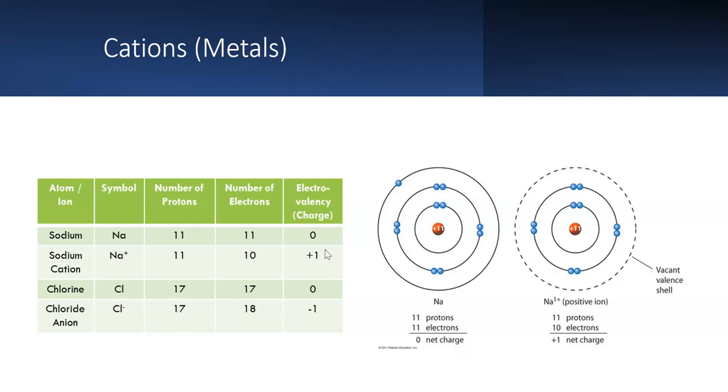We've got some examples here of sodium, so that +1 charge on the cation, and then we've got chlorine, which is an anion. Okay, so chlorine actually loses an electron, so we'll get to anions next.